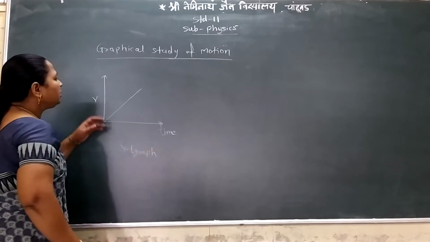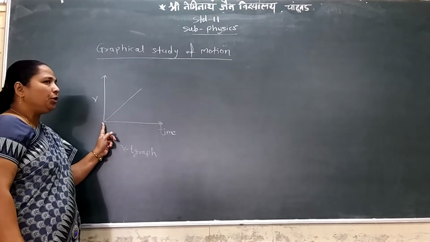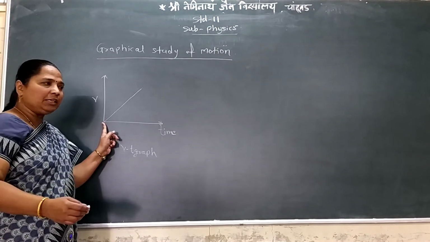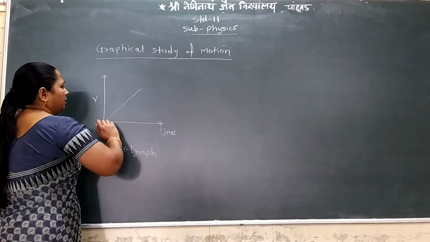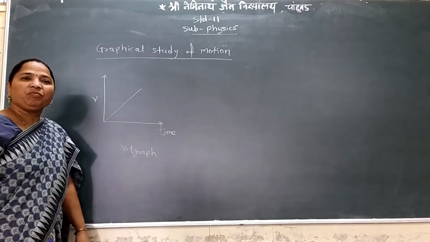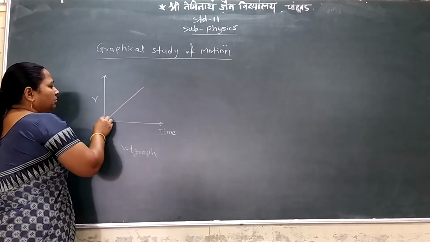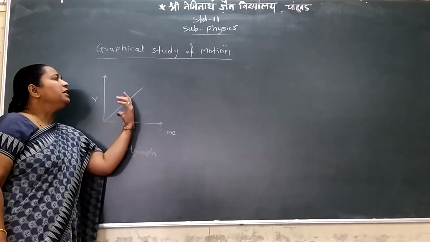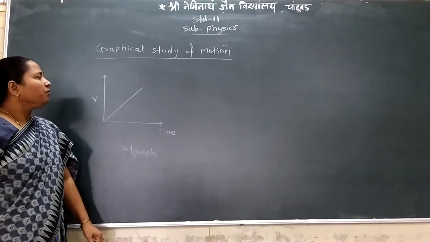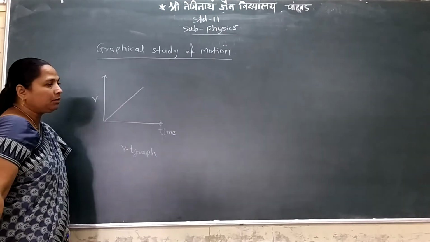In a velocity time graph, initially the velocity is 0, the body is at rest, and after time t increases, velocity also increases. Therefore, the slope of that straight line shows the velocity increases linearly with respect to time. It is called a linear equation because its slope is constant.